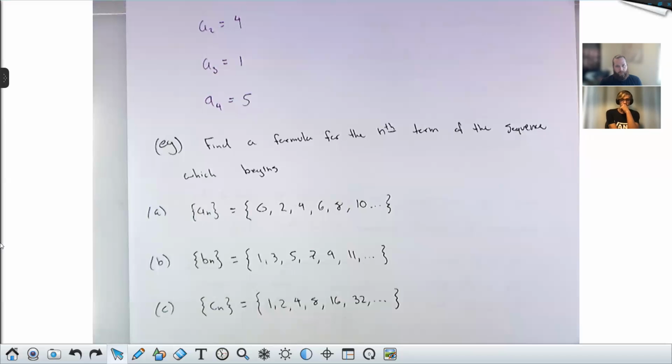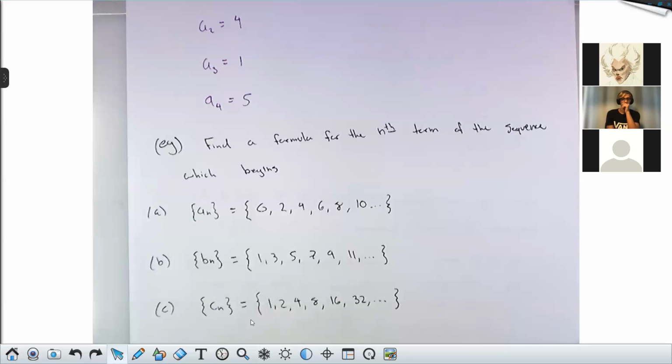Sometimes it can be very helpful to characterize the terms of the sequence in language. So how would you describe the first sequence, An? That is the sequence of what? What are we listing there? Even numbers. Yeah, it's the list of even integers, right? What makes an even number even?